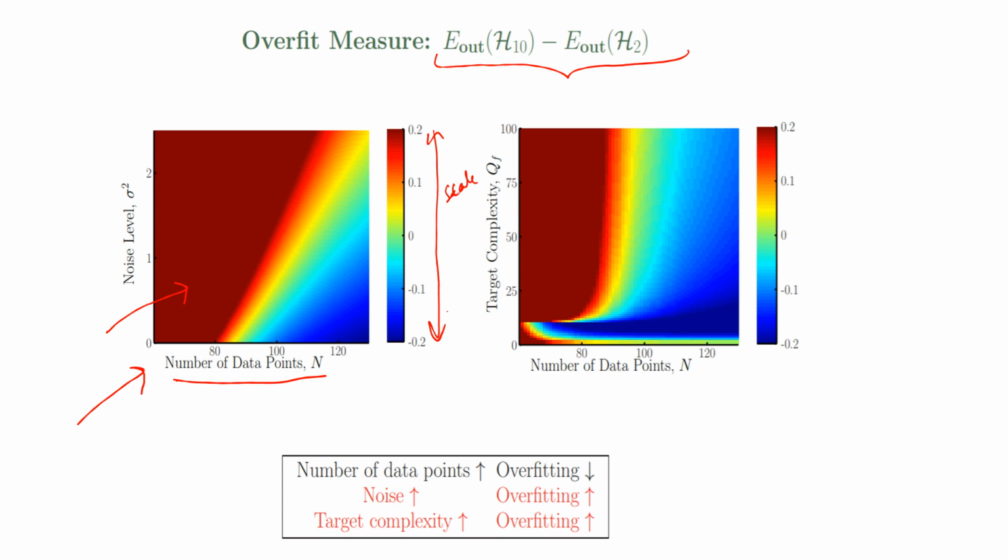As the number of data points goes up in this direction, overfitting goes down, right? And as noise goes up, overfitting goes up, which is the case here. You can see as the noise goes up, this area is completely red. To counter that effect, you will need more data points, of course. But beyond this point, even with 100 data points, you're still in the red region, right?